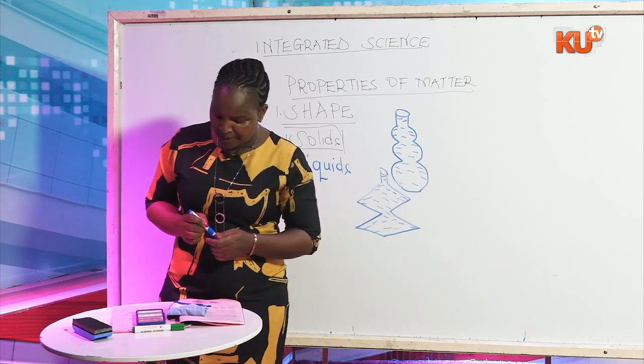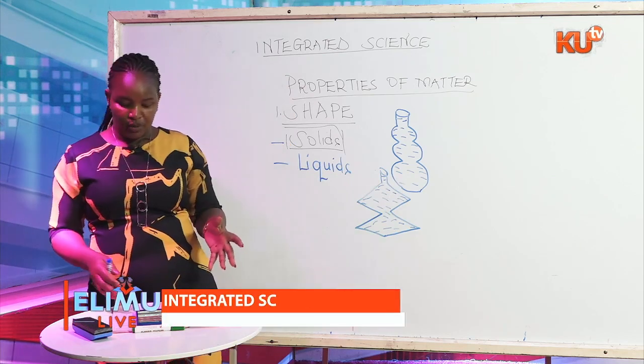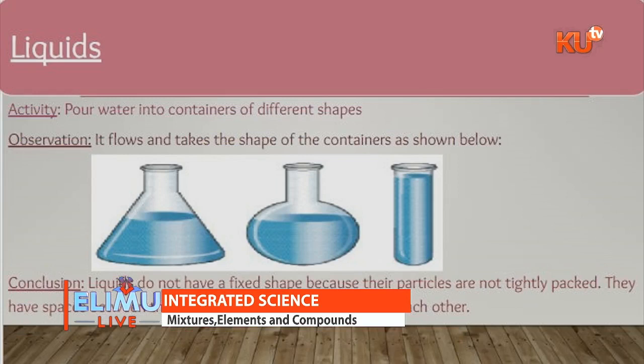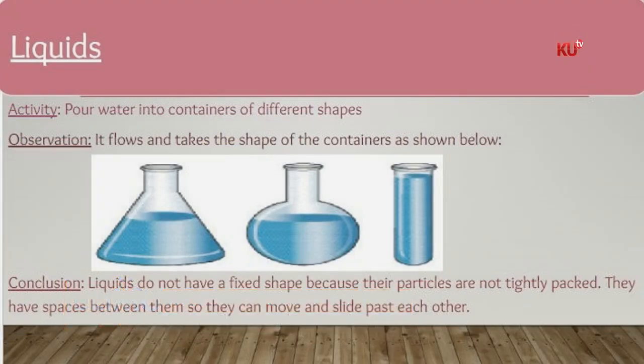So what are we saying about this? From this, we can make a conclusion. You can look at the conclusion on your screen. We are saying liquids do not have a fixed shape. They do not have a definite shape because their particles are not tightly packed.